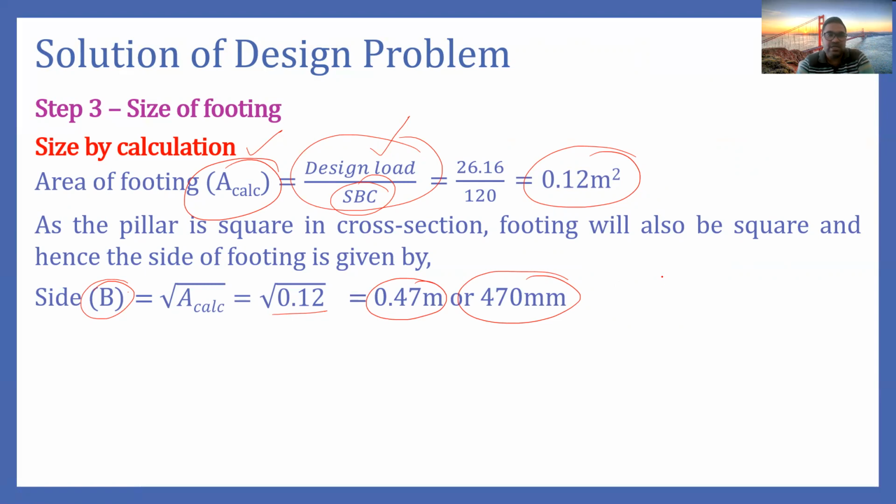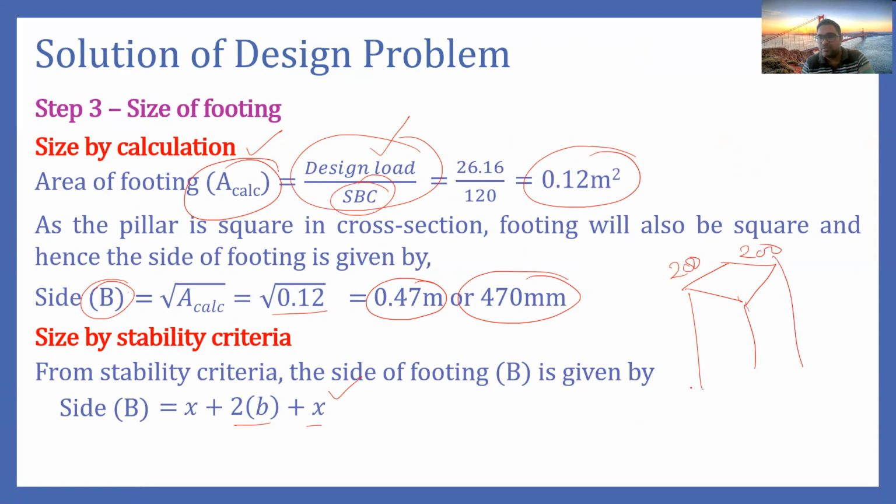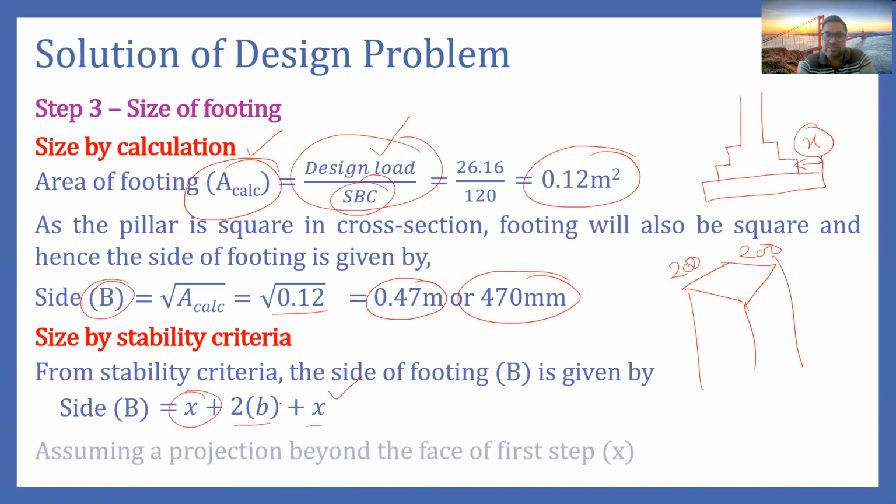Now we will calculate the size of footing by stability criteria. In this stability criteria, we know that B can be given by this relation, x plus 2b plus x. Now here, as I said, suppose this is our column and this is 200 dimension, this is 200 dimension. So what is x? This projection is called x. So we can adopt the value of x as 150.